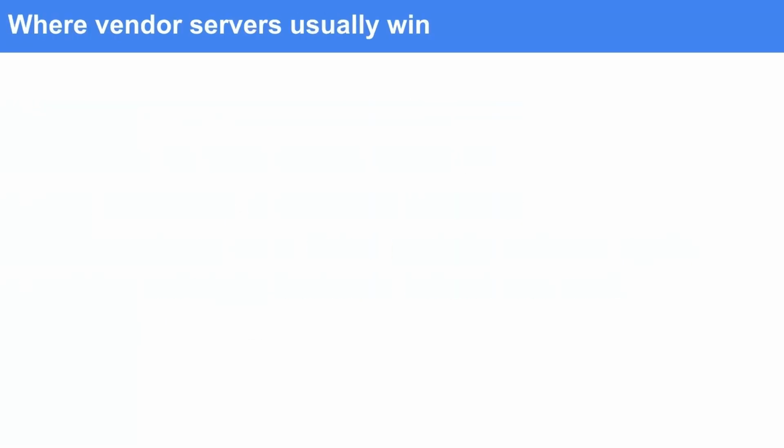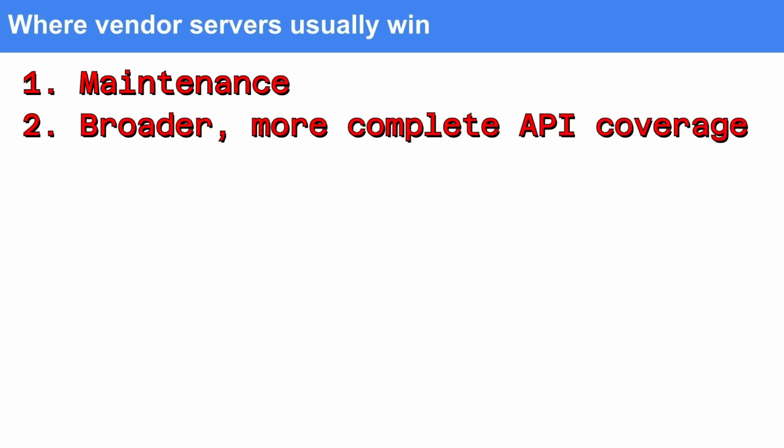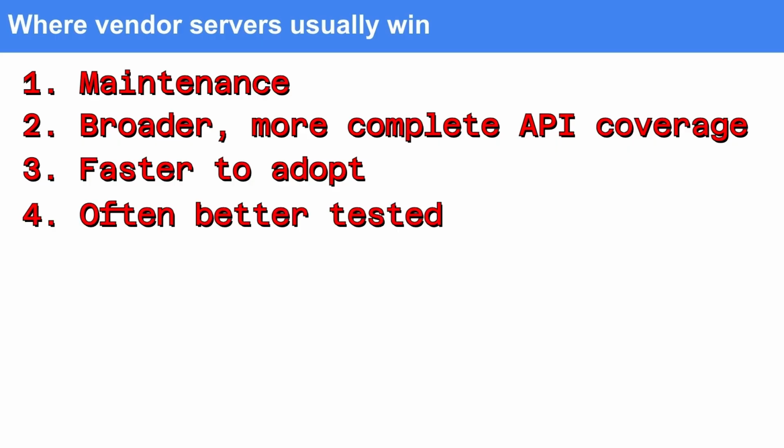Where vendor servers usually win instead. 1. Maintenance burden. They handle API changes, pagination edge cases, etc. 2. Broader, more complete API coverage. 3. Faster to adopt, no build/deploy step. 4. Often better tested against the underlying API's real-world quirks.